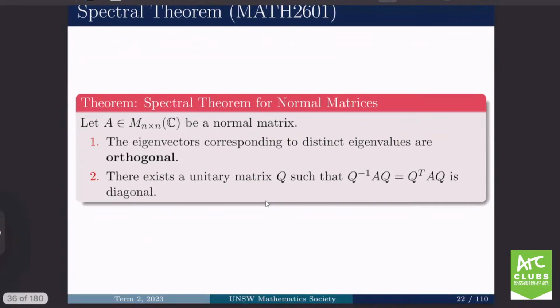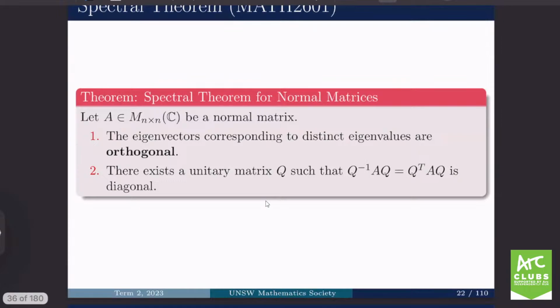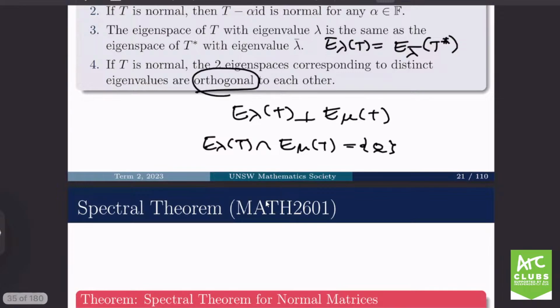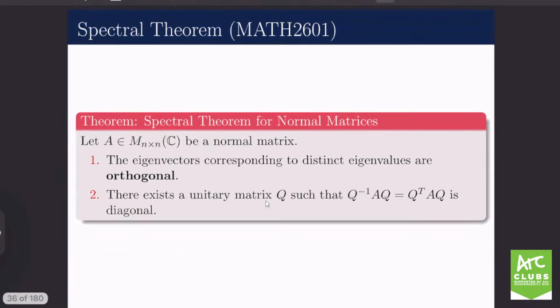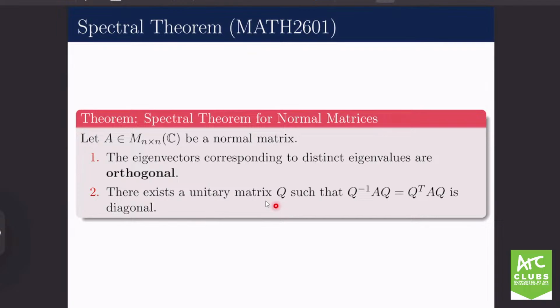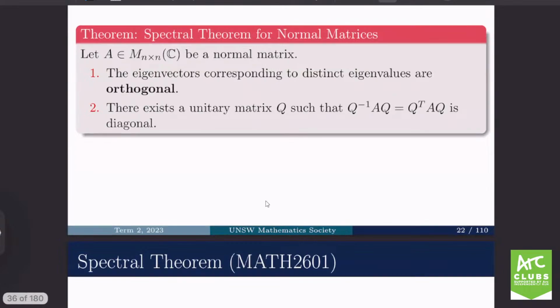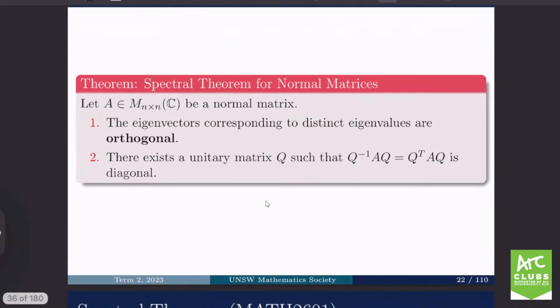So if we're working with a normal matrix, then the eigenvectors corresponding to distinct eigenvalues are orthogonal. This is an extension of this idea, okay? Then there exists a unitary matrix Q such that Q star AQ equals Q transpose AQ is diagonal. Okay, so what this is telling us is that if we have a normal matrix, we have orthogonal eigenvectors.